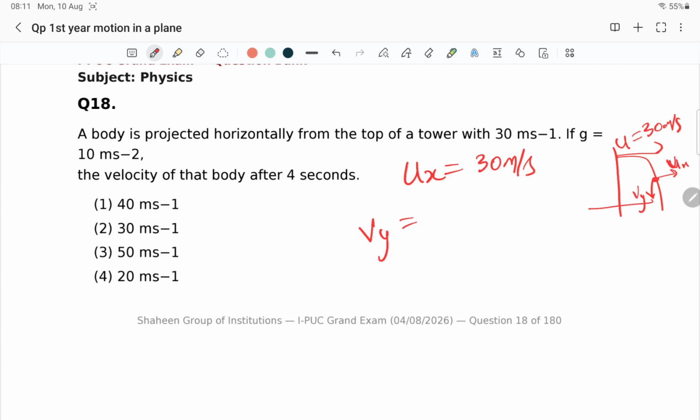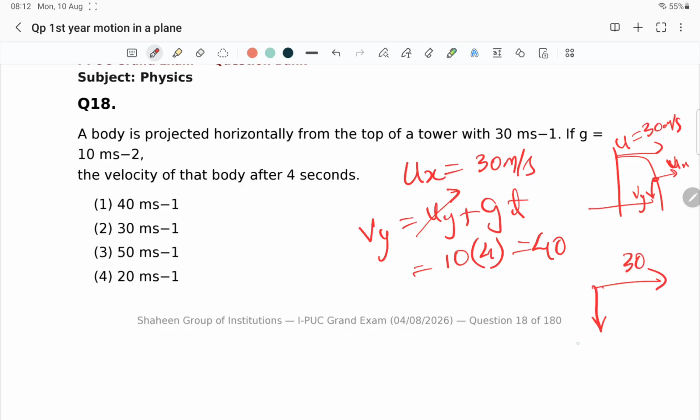Vy is equal to uy plus gt, isn't it? So here uy is 0 because it is horizontal projection, so this is 0 plus gt, 10 into 4, so that becomes 40. So you have ux or vx as 30 like this, and you have vy as 40 like this. Why I didn't use minus gt, here you will understand, because we need to find velocity components, okay?